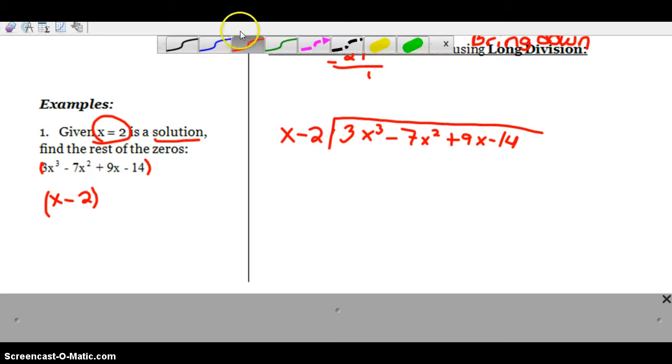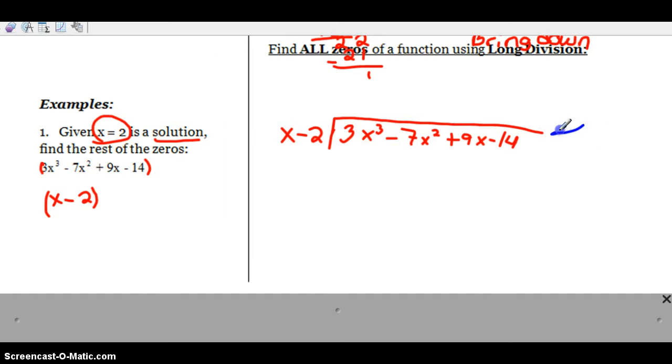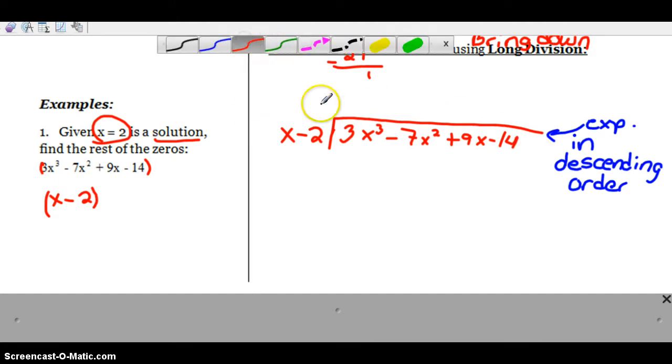Notice here that all of my exponents are in descending order. I'm going to make a little note here: exponents in descending order. We know descending order means we start with the highest exponent and then it drops by 1. So we are in descending order and we have every exponent. We're not missing any, okay? That's going to be a big deal later on. So for this one, we are set up correctly. We can go ahead and start to divide.